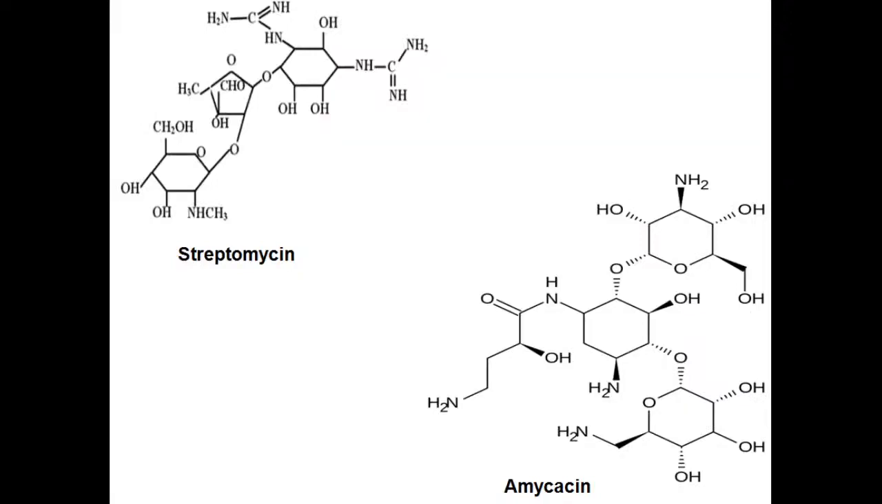These are chemical structures of aminoglycosides. Sugar, you see, sugar, streptomycin, amikacin, sugar, sugar, and amino group, aminoglycosides.